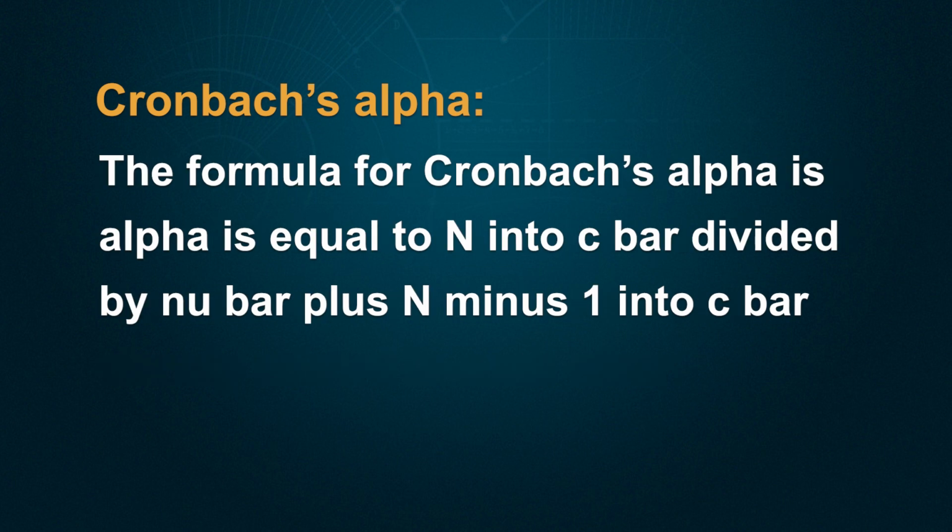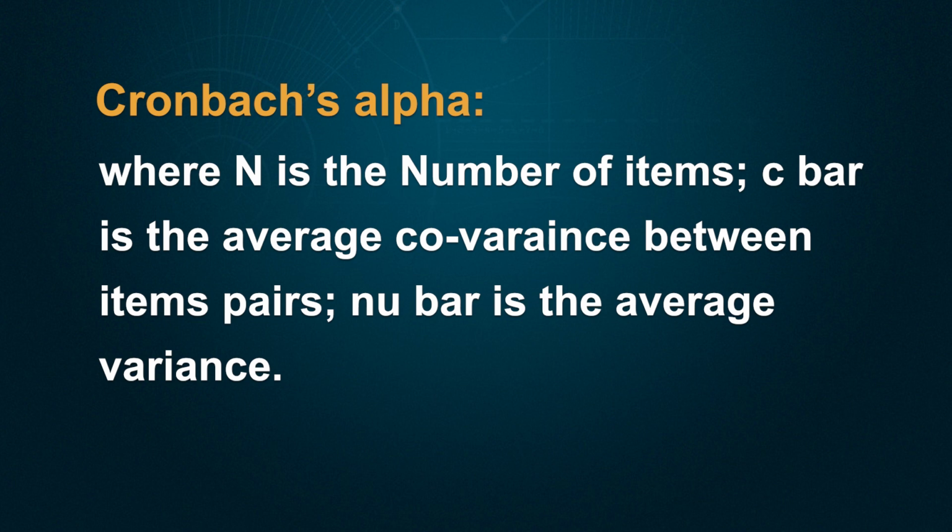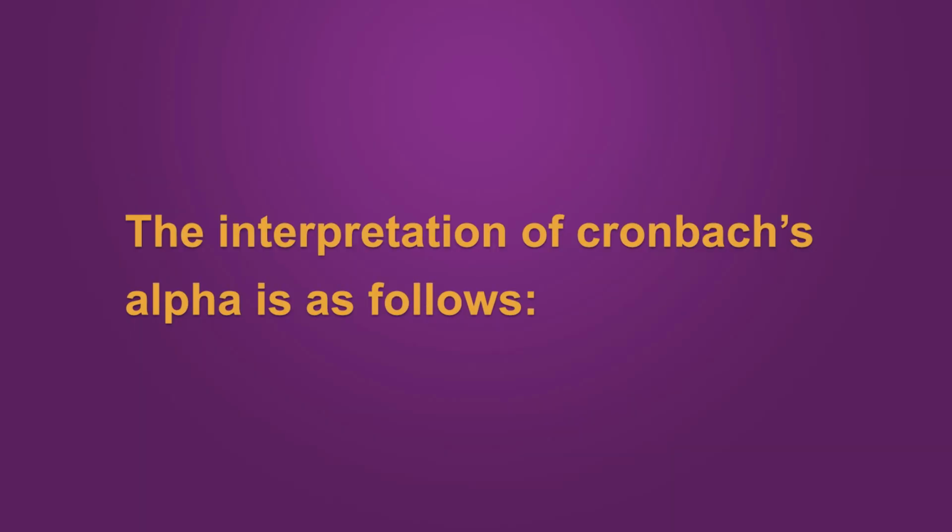The formula for Cronbach alpha is alpha equals n times C bar divided by nu bar plus n minus 1 times C bar, where n is the number of items, C bar is the average covariance between item pairs, and nu bar is the average variance. The interpretation of Cronbach alpha is as follows.